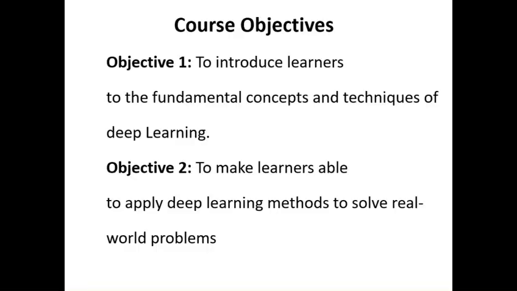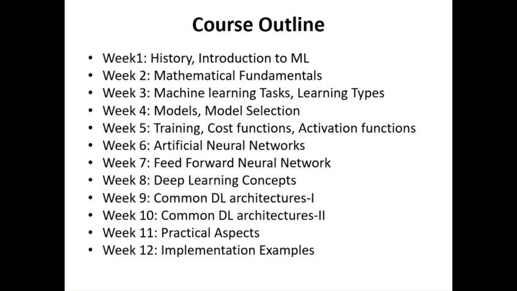Coming to the course objectives, the first objective is to introduce learners to the fundamental concepts and techniques of deep learning. The second objective is to make learners able to apply deep learning methods to solve real world problems. And this is the course outline from week 1 to week 12. In week 1, you have the history and introduction to ML. And at the end of week 12, you will be able to handle some implementation or practical problems.